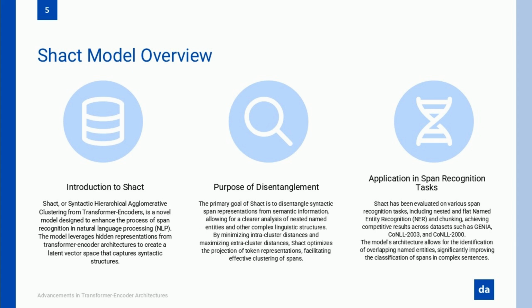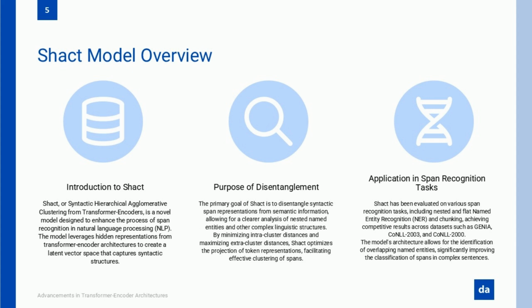SHACT excels in tasks like nested and flat named entity recognition, where entities can overlap or exist within one another. Think of a sentence like, "John Smith, a professor at Harvard University, wrote a paper on machine learning." Models like SHACT can identify not just John Smith and Harvard University as individual entities, but also see how professor ties into the larger structure. It's this ability to handle complexity that sets SHACT apart.